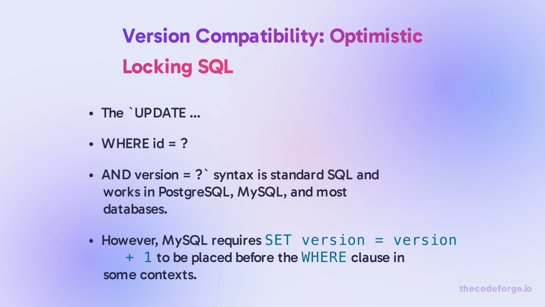The update where id equals and version equals syntax is standard SQL and works in PostgreSQL, MySQL, and most databases. However, MySQL requires set version equals version + 1 to be placed before the where clause in some contexts. Always test your specific database version.